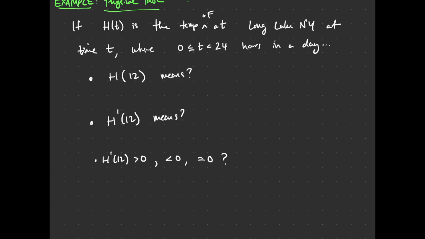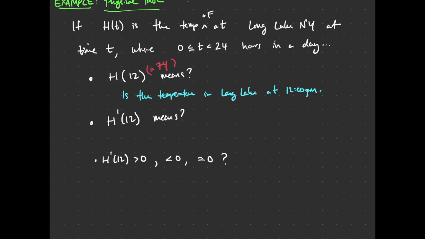So a couple of things to render the function notation into English. What is h of 12? It's the temperature in Long Lake, New York at 12 o'clock p.m. Do we know what this temperature is? We do not. We just know what this notation would mean. So if we had an output for this, let's say it's 74, we would know that it's 74 degrees in Long Lake right now.